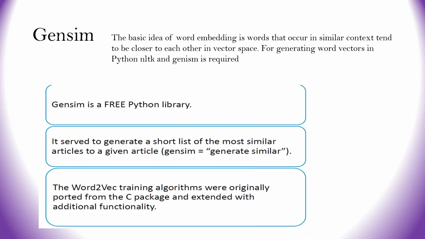Gensim is a popular package in NLP processing. It has the basic idea of word embeddings. It could select similar contexts which are closer in the vector space model, and from that it starts generating all the vectors. Gensim is a free Python library. It serves to generate a short list of the most similar words or most similar articles which we would like to process in our document. The training algorithm was originally ported from the C package, and it also has a lot of additional capabilities to do other NLP processing.